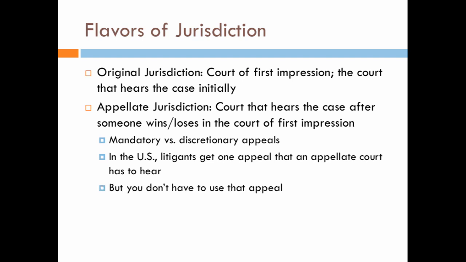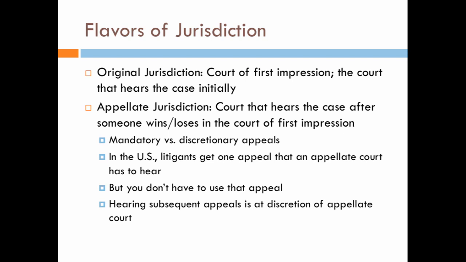So you don't have to use the appeal, you can use it, but the appellate court, if you continue to appeal your case after they've heard it once, doesn't have to continue to hear the case. That process of losing in a trial court and appealing to an intermediary court, where that intermediary court has to hear at least one of your appeals, that's how it functions in the lower federal courts.